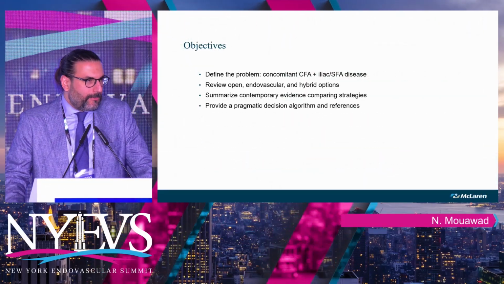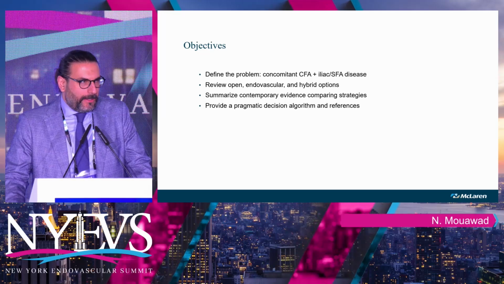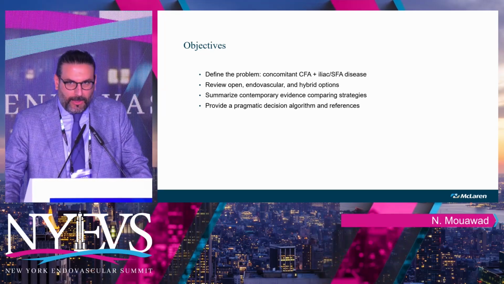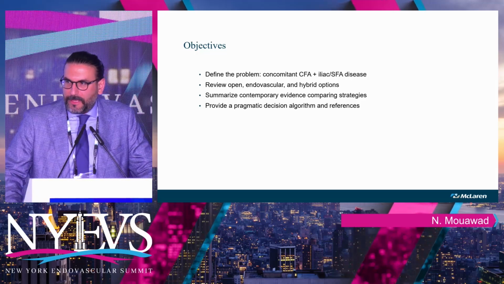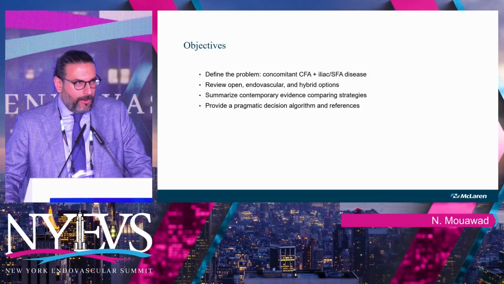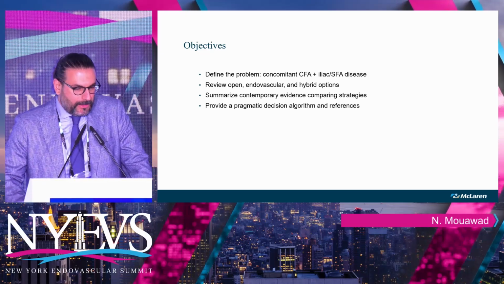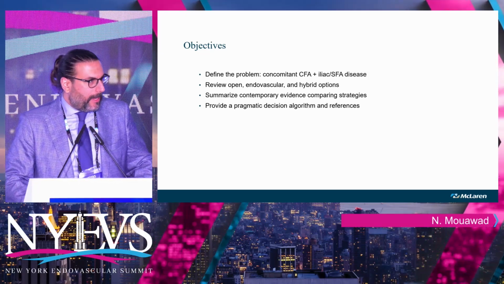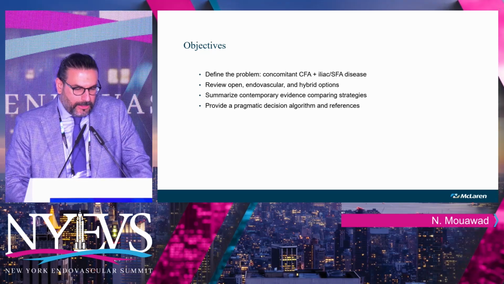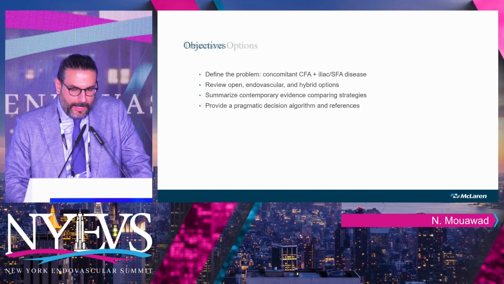So really, I'm going to sit down and define the problem here. We all know it's almost impossible to define just isolated common femoral disease or isolated iliac or isolated SFA. It's one long, elongated problem, and you're trying to figure out where should I start, where should I end, what do I think is sufficient and not. We'll talk a little about open, endo, and hybrid, which I think is really taking off, and then look at some evidence and show you my algorithm for this.